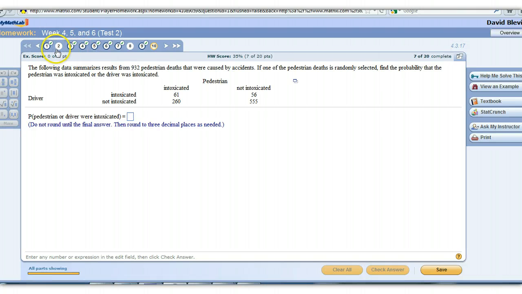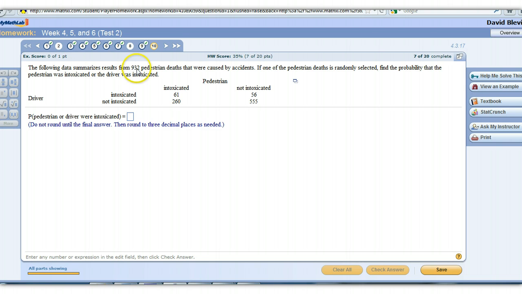We're going to look at some of the table probabilities in this video. This is question number 10. We're going to look at 10, 11, 12, and all of those kind of have tables either in there or you need to build a table.